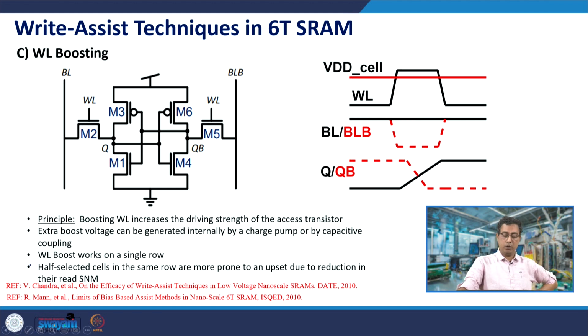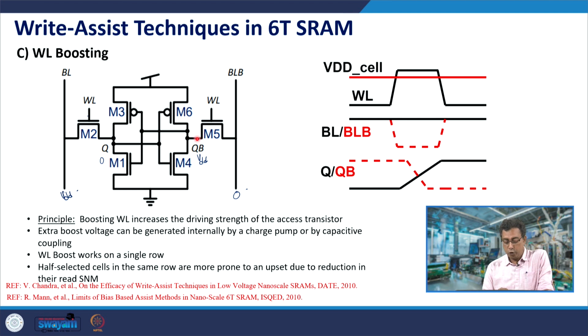There are other techniques also, like word line boosting. Here you increase the word line voltage. If the word line voltage is increased, obviously while discharging, for example, let us take this example: this is VDD, this is 0, and for writing this is 0, this is VDD. If you boost the word line voltage, there will be a smaller drop across M2. So, for the same current to flow, Q would have a higher value, and if you boost the word line voltage in M5, there will be a smaller drop.